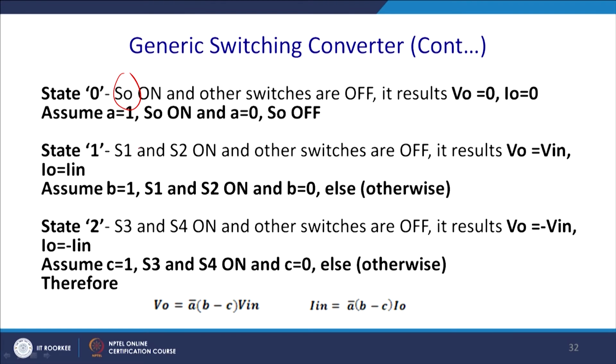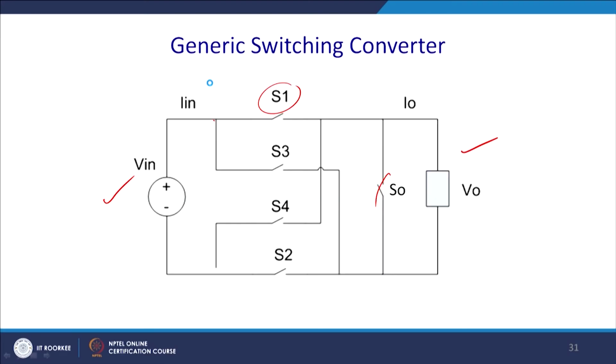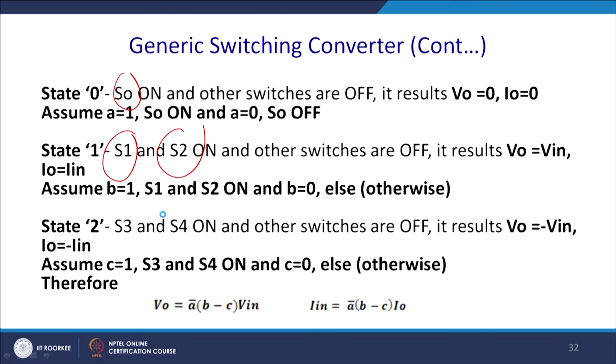State 1, S1 and S2 are on. Let us again see, S1 and S2 are on. So, these are closed, so power will flow like this, and since there are no losses across the switches, V0 equals Vin.